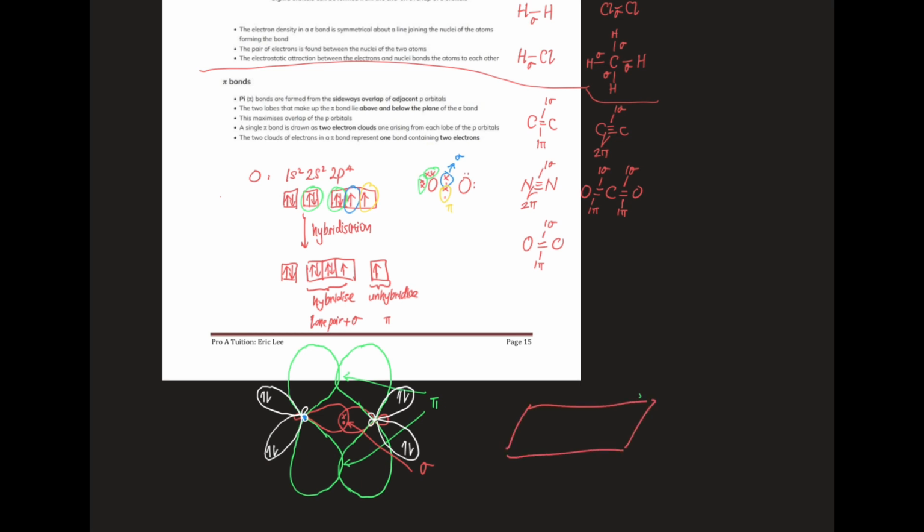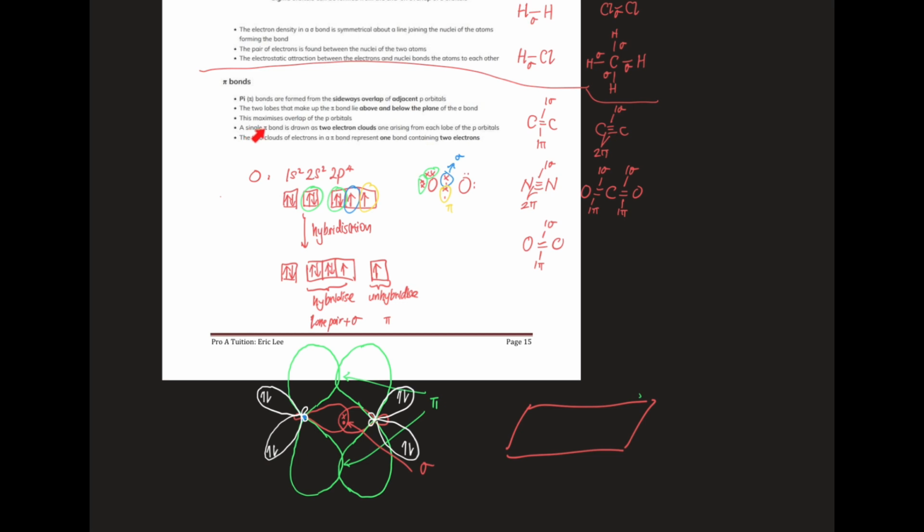Then this is the rectangle that I show for the horizontal surface, where this and this lie. And then the green ones are like up and down. Imagine. And let's see the next point. This maximizes overlap of the p orbitals, so here and here, the overlap.